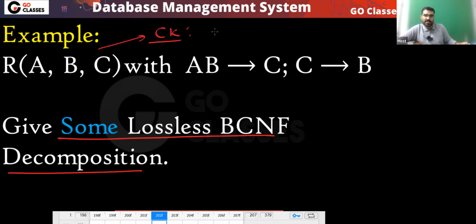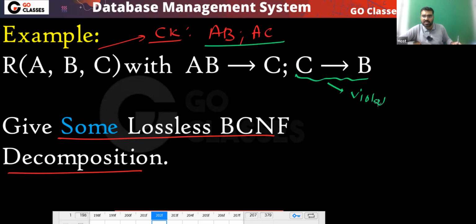What are the candidate keys? You can notice AB is a candidate key and AC is a candidate key. These are the candidate keys. Now you tell me, this is a violation, right? Definitely, you can notice this is a violation. Because this is a violation and you want lossless BCNF, only two things you want: lossless and BCNF. So what will you do here?